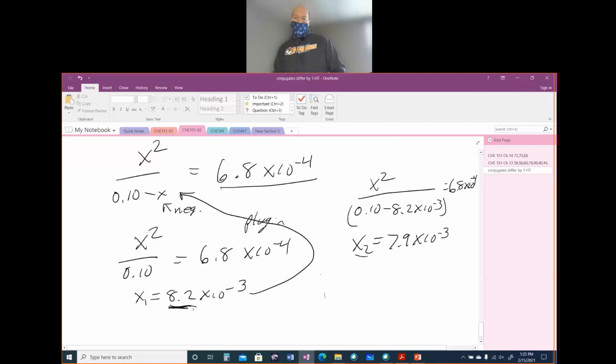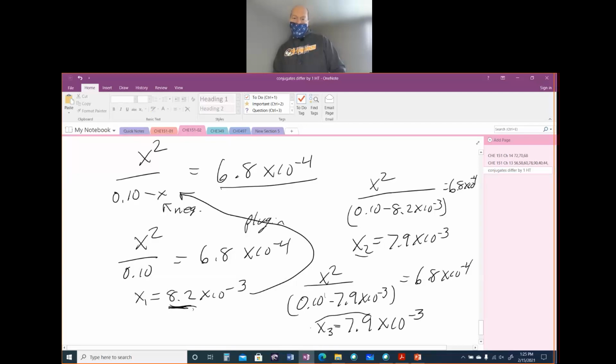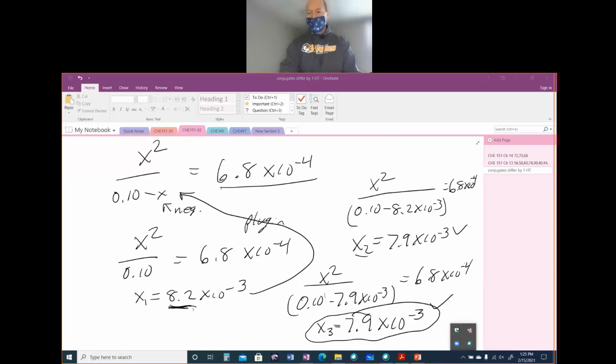Plug that in, x squared over 0.10 minus 7.9 times 10 to the minus 3 equals 6.8 times 10 to the minus 4. And you will get that same answer again, 7.9 times 10 to the minus 3. That is the same as this, which means you're done. You circle that. That's your answer for x, and x is the concentration of your H plus.